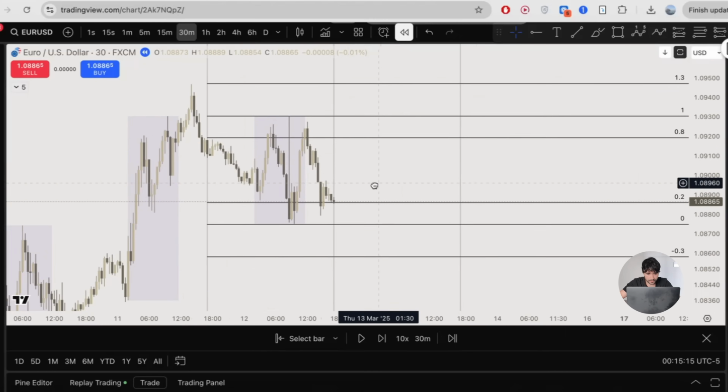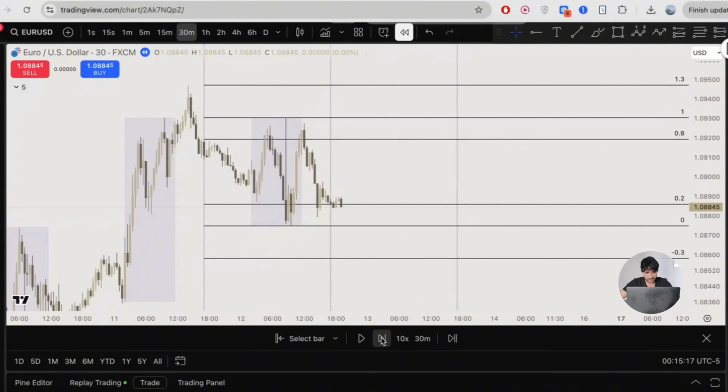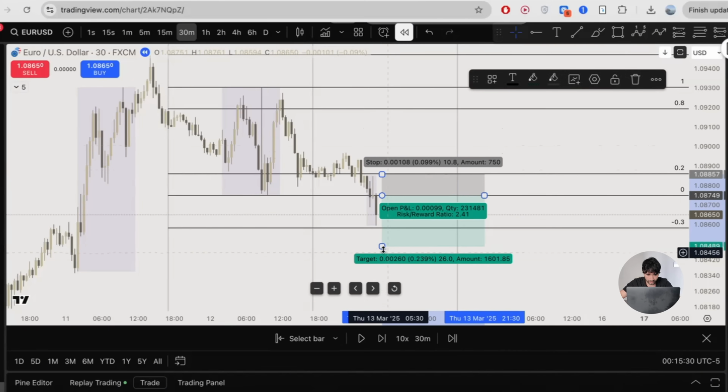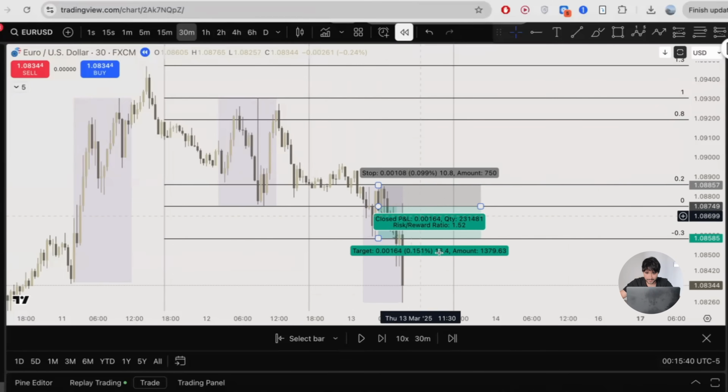And now that we have our range outlined, we simply want to observe price in this next daily range. And as soon as we enter our trading hours, we have the clean entry into our short position here. So we'll place our entry as such, with the target at 1.5R at the -0.3 level. And that hits our take profit there.